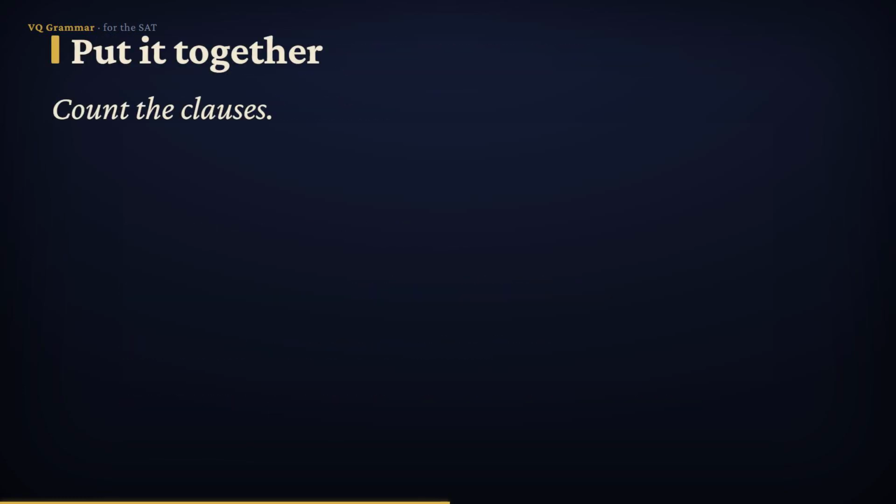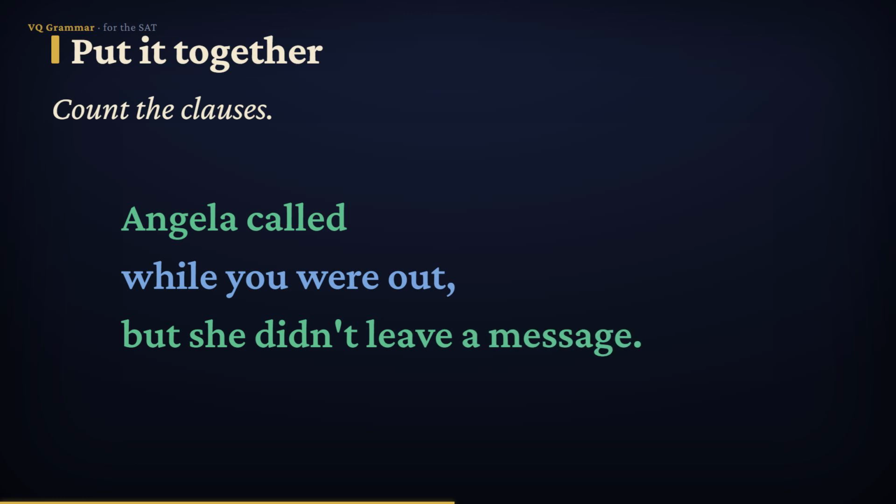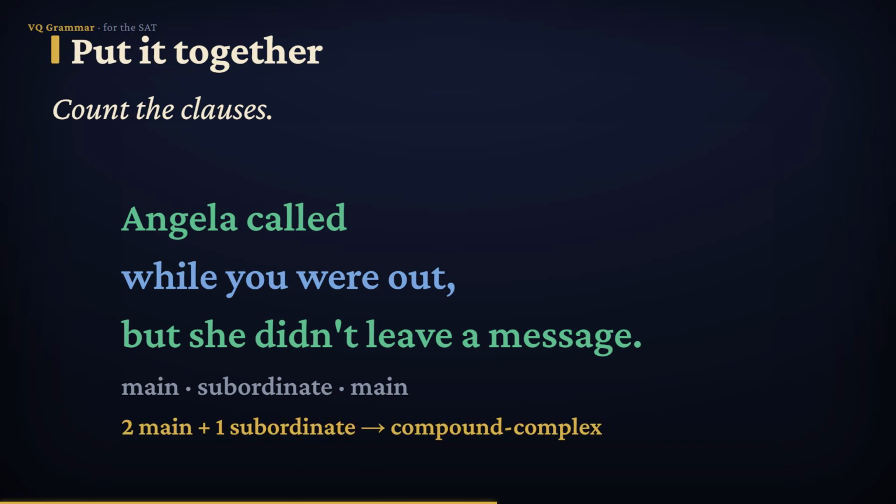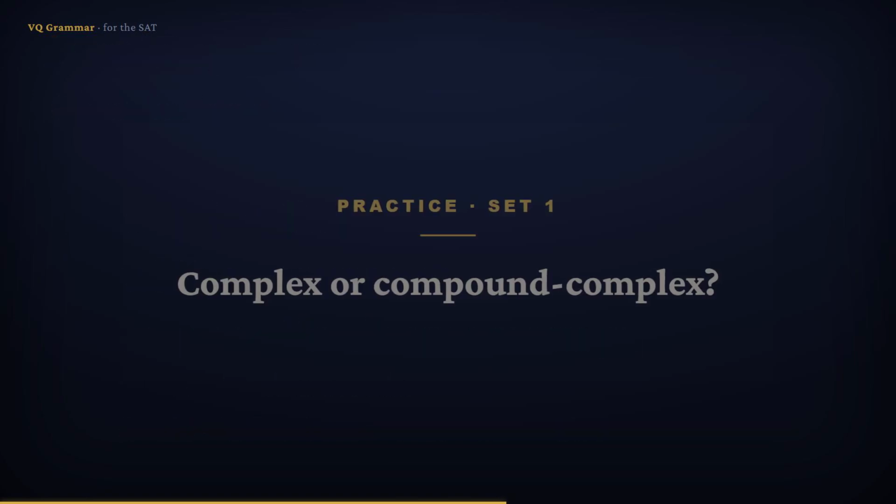Let's put it together. Angela called while you were out, but she didn't leave a message. Angela called is a main clause. While you were out is subordinate, and but she didn't leave a message is a second main clause. Two main clauses plus one subordinate clause, so this is compound complex. Count, and you've named it.